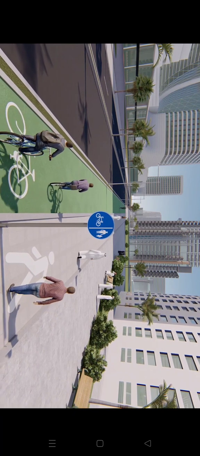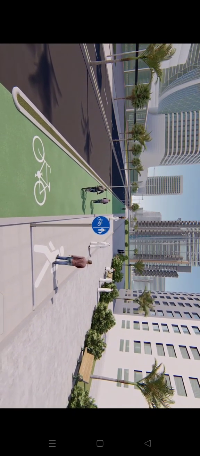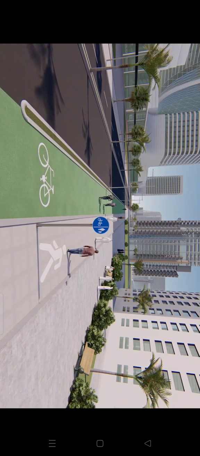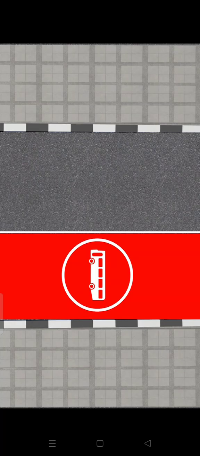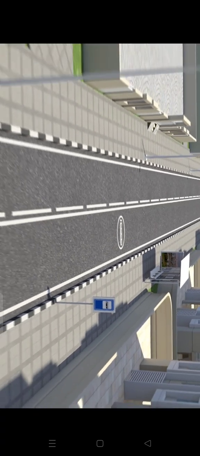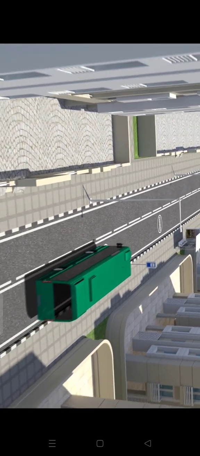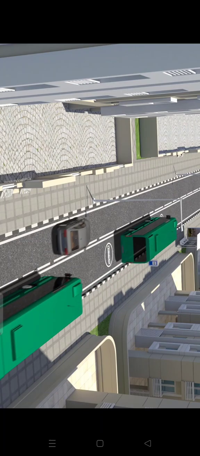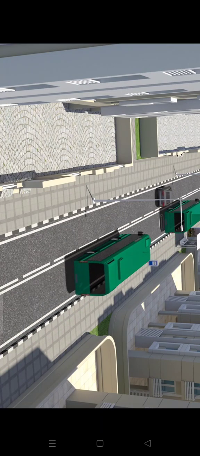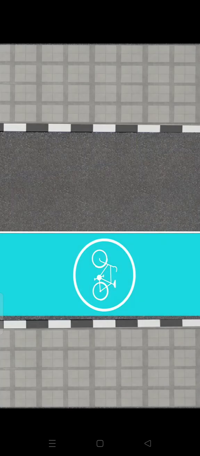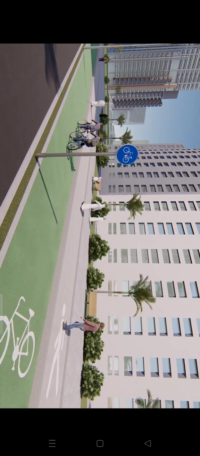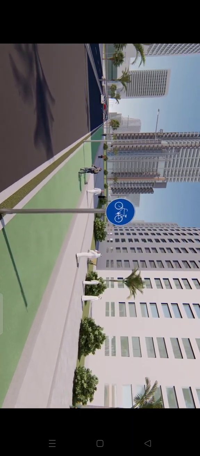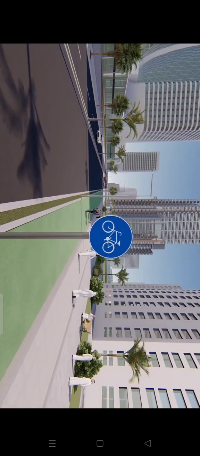Bicycle and pedestrian lane. This mark means the road is only for pedestrians and cyclists. Bus lane. This mark means that bus drivers can use this road. Bicycle lane. This means drivers cannot drive on this road, as it is dedicated to cyclists and their bicycles.